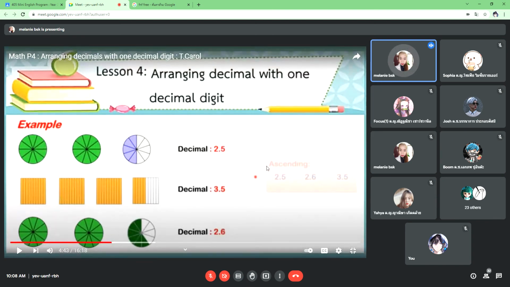Okay, you already know about ascending and descending order, right, children? So if you're going to write this one in ascending order, what would be the first? 2.5. What would be the next? 2.6. And then the last one? 3.5. Okay, 3.5.